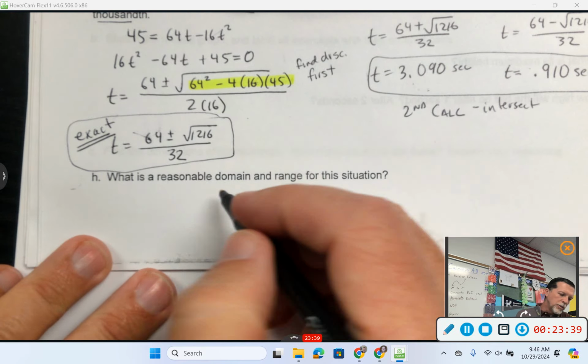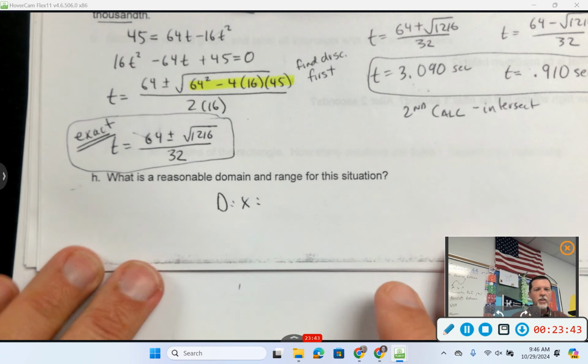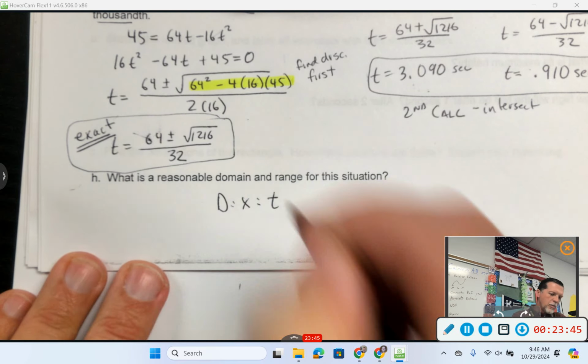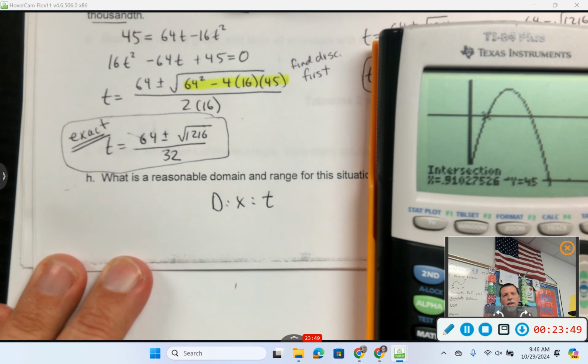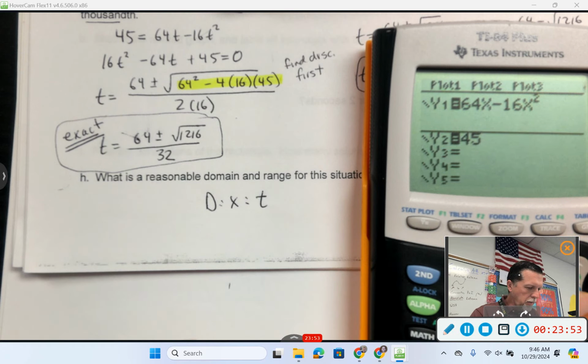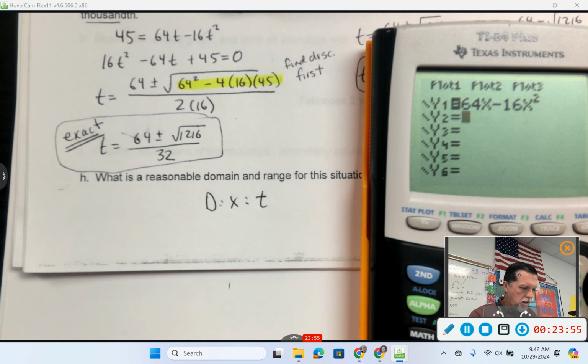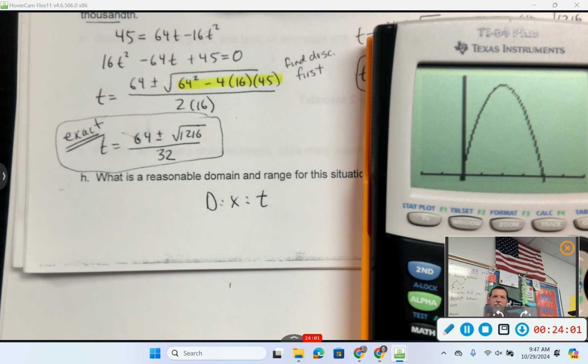All right, reasonable domain and range. Domain is usually the x values, but for this particular problem, that's the t values. So what makes sense for a domain for this problem? What are the x values that it would make sense to look at? 0 to 4.